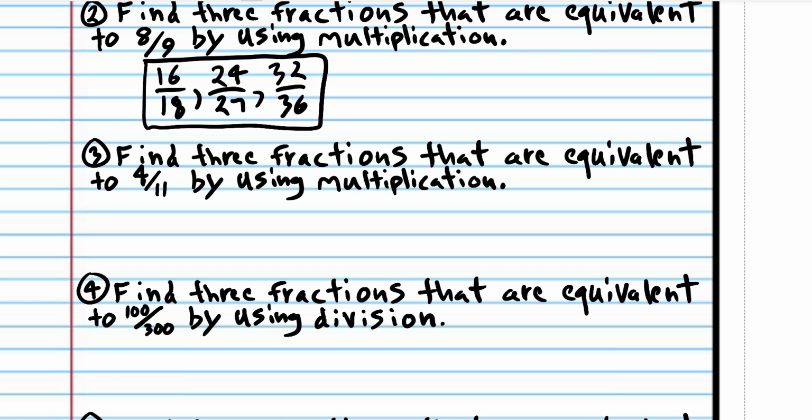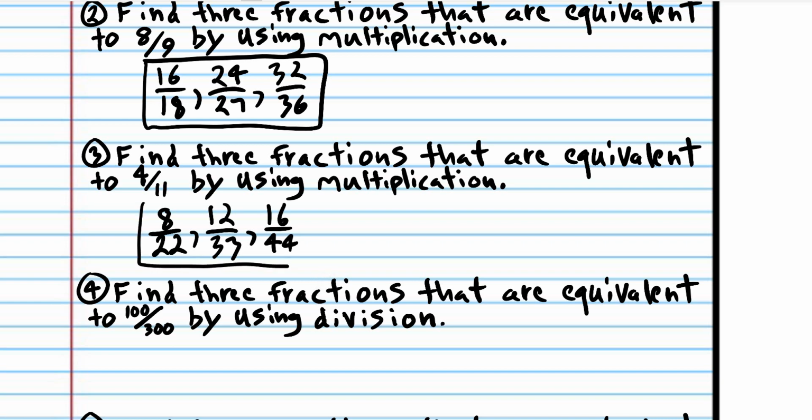All right, we're back. Find 3 fractions that are equivalent to 4/11 by using multiplication. Multiply both sides by 2, you get 8 over 22. Multiply both sides by 3, you get 12 over 33. Multiply both sides by 4, you get 16 over 44. And there you go.